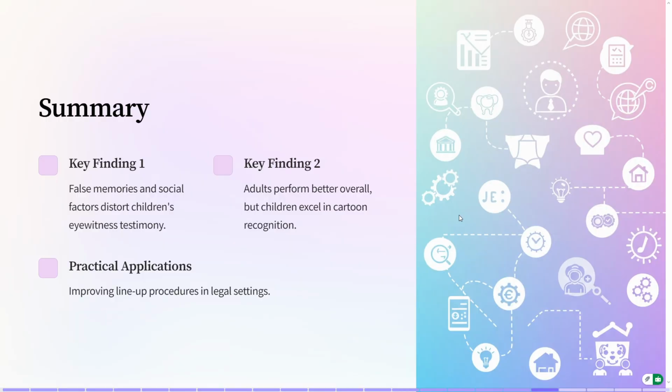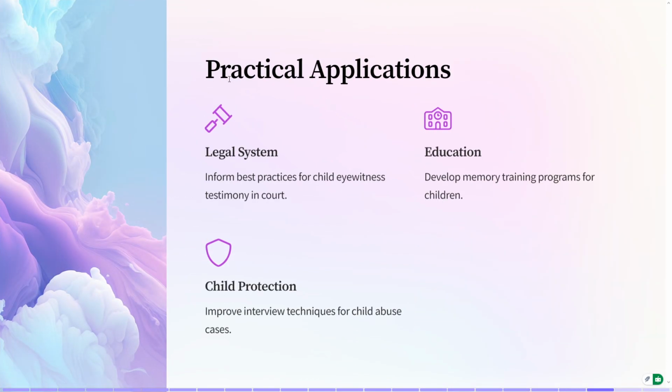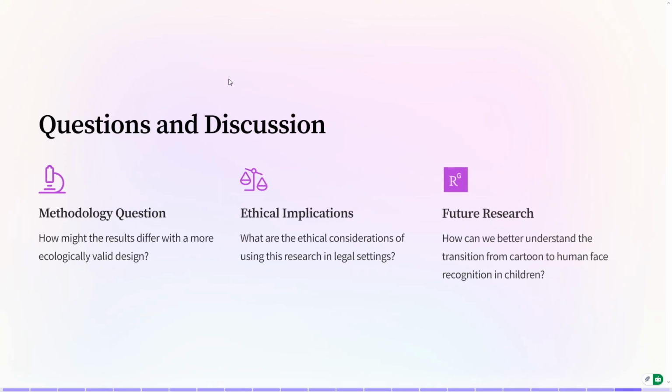Summary: false memory and social factors distort children's eyewitness testimony. Adults perform better overall, but children excel in cartoon recognition. So improve lineup procedures in legal settings. You can improve the procedure in a legal situation, and obviously do not totally depend on a child's recognition, or let me say identification. For further research you can check all of this. Practical application: in schools you can apply child protection, and it can be applicable to the legal system. Questions and discussion: you can check all this now.